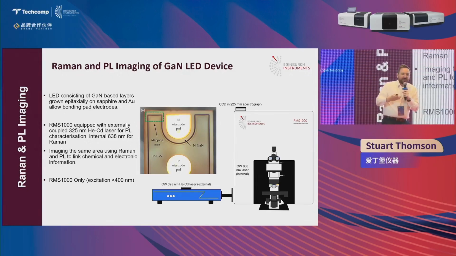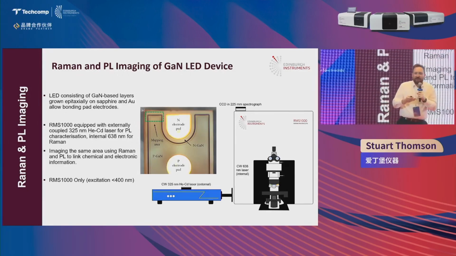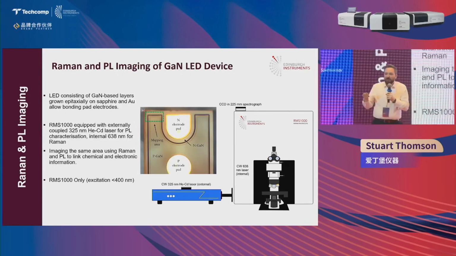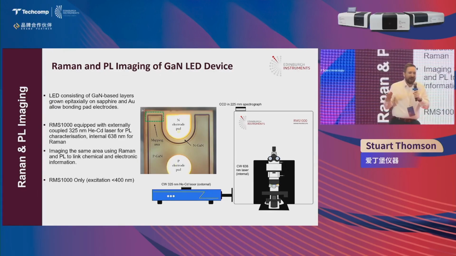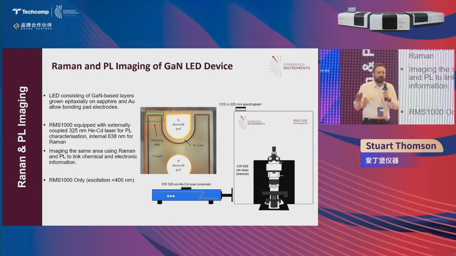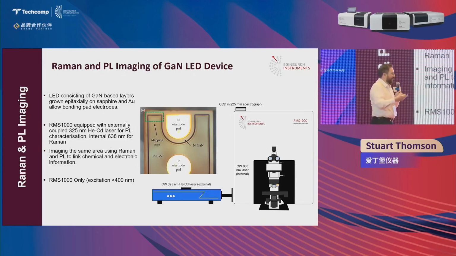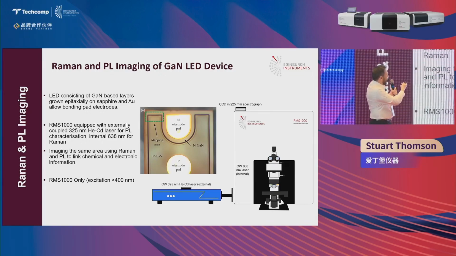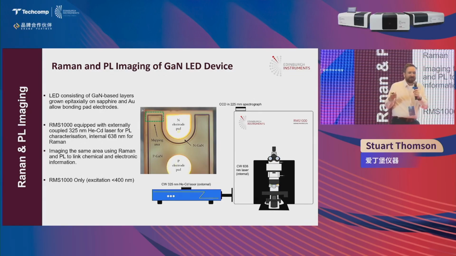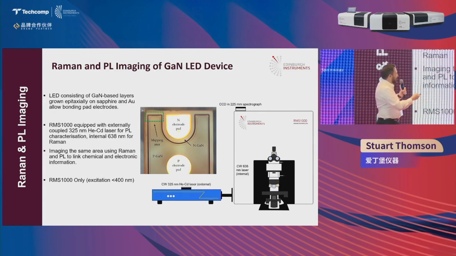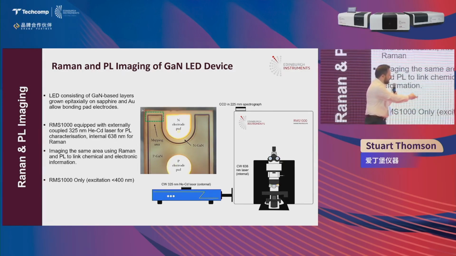So that was the Raman imaging, but the RM5 and the RMS1000 can do more than just Raman. They can also measure photoluminescence. And in fact, we can combine the 2 together. So this is an example of Raman and photoluminescence imaging of a gallium nitride chip, and we're exciting it using a 325 nanometer laser.